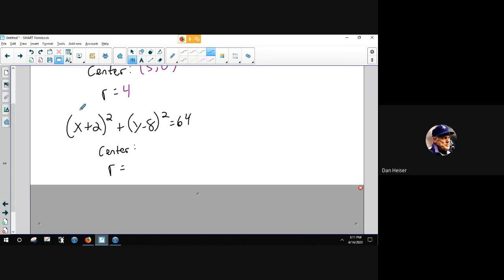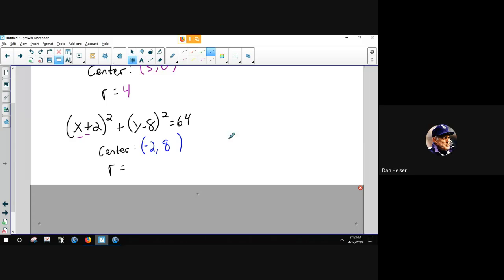The quantity x plus 2 squared plus the quantity y minus 8 squared is equal to 64. The center is always going to be a coordinate. Now I have a plus inside of here, which means we had minus a negative. Minus a negative 2, y minus 8.